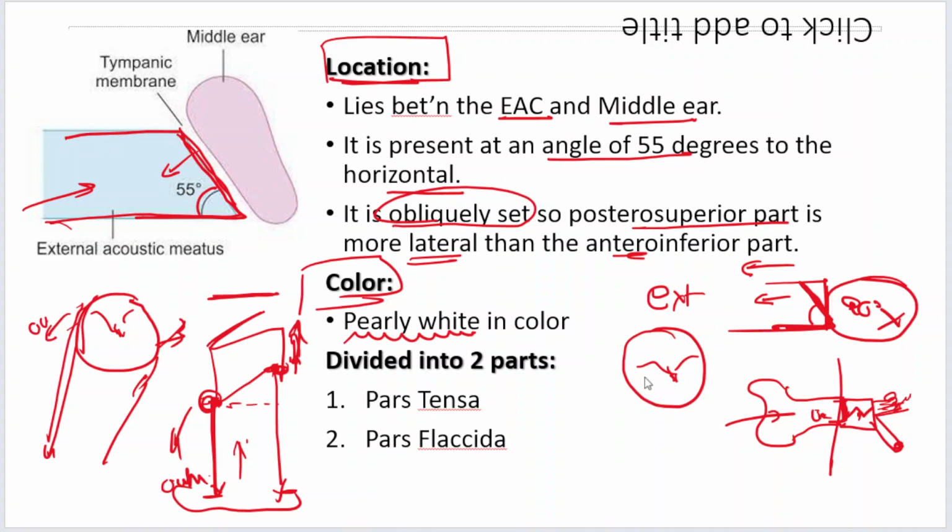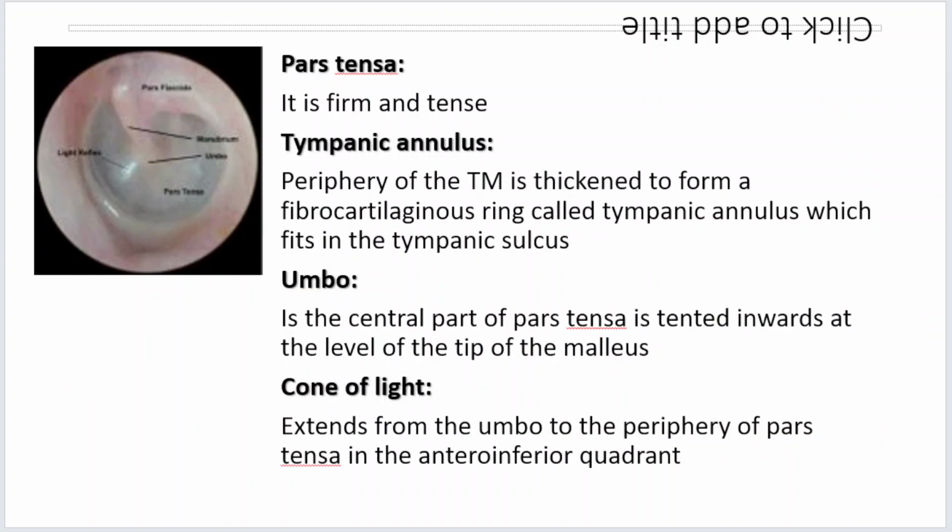That is called a cone of light, and also you will be having that characteristic pearly white color. Okay, it is divided into two parts. The lower part is called the pars tensa, the above part is called the pars flaccida. Okay, now coming to pars tensa. Pars tensa is firm and tense.